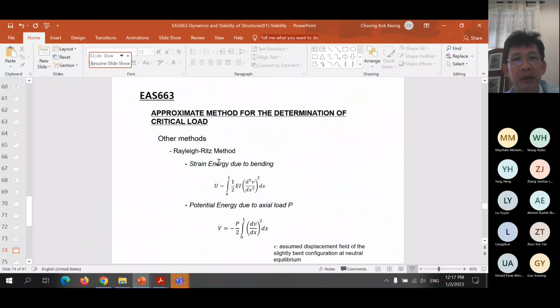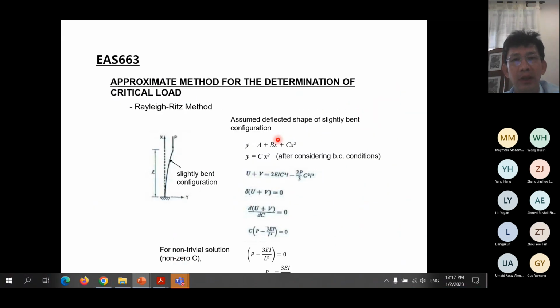So the first thing that we do here is assume this slightly bent configuration. At the state of neutral equilibrium, we have this straight one and this bent one possible. So in the Rayleigh-Ritz method, we have to first make an assumption about this slightly bent configuration. That means at the state of neutral equilibrium, this column can stay in the straight configuration and can stay in the slightly bent configuration. What the shape of this slightly bent configuration is, is the first thing that we have to assume. So we assume the deflected shape of the slightly bent configuration. We assume two quadratic terms first. This is up to us.